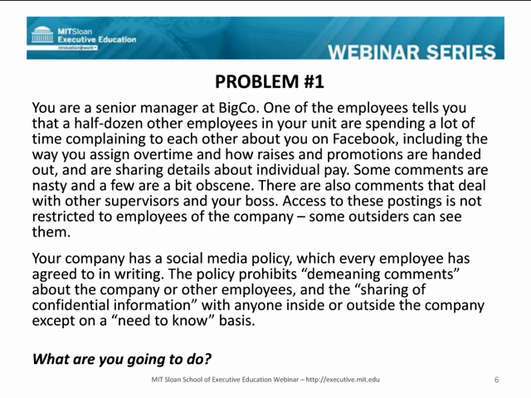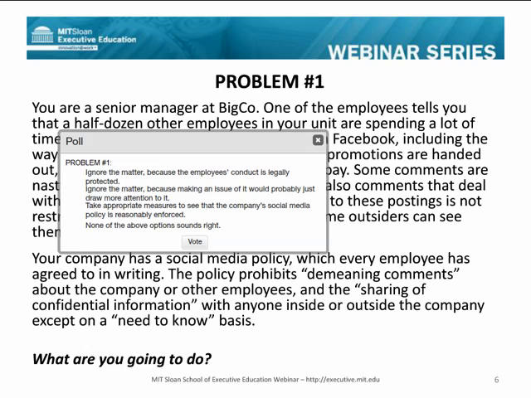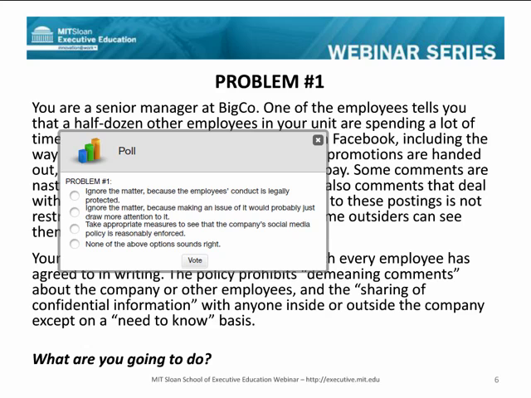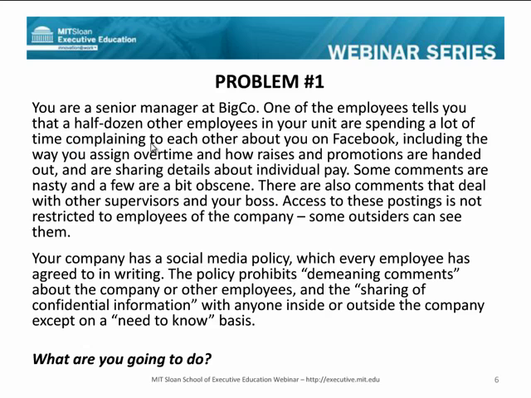So now you're going to see on your screen some choices. Here they are. Option 1, are you inclined to ignore the matter because the employee's conduct is legally protected? Option 2, are you inclined to ignore the matter because making an issue of it would probably just draw more attention to it? Option 3, do you want to take appropriate measures to see if the company's social media policy is reasonably enforced? Or perhaps to you, none of the above options sounds right. I'm going to give you about 10 seconds to vote, which I know isn't much time, but I think it's probably all we need.